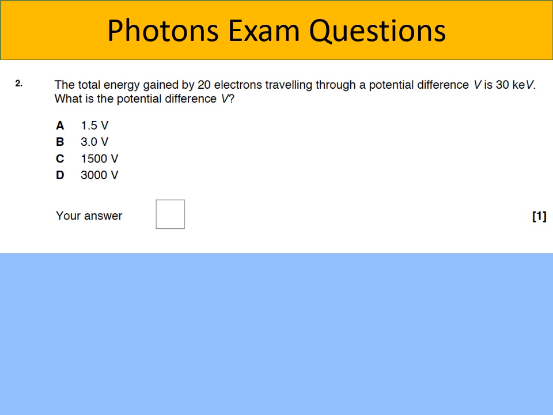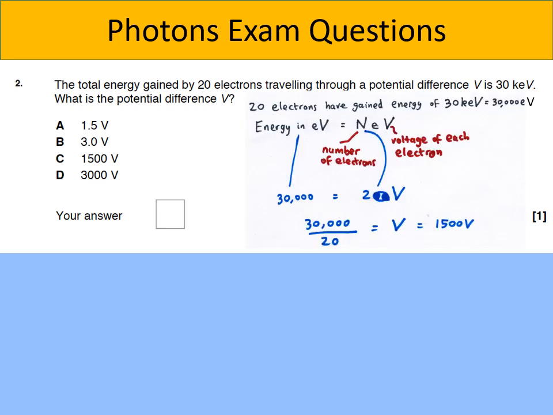Question number two, another multiple choice question. The total energy gained by 20 electrons traveling through a potential difference V is given as 30 kilo electron volts. What is the potential difference V? Okay, so there is an equation that we can use to work this out. And that is energy in electron volts is equal to the number of electrons multiplied by the voltage for each electron, or the potential difference for each electron.